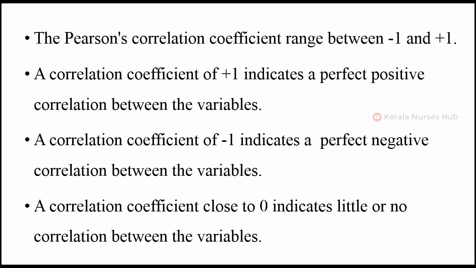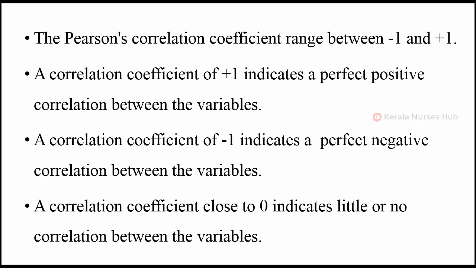If you are getting an r value of +1, it indicates a perfect positive correlation between two variables. So what is a positive correlation? Positive correlation means any increase in one variable leads to an increase in the other variable also. So that correlation is known as positive correlation. If the r value is +1, there is a perfect positive correlation existing between the variables.